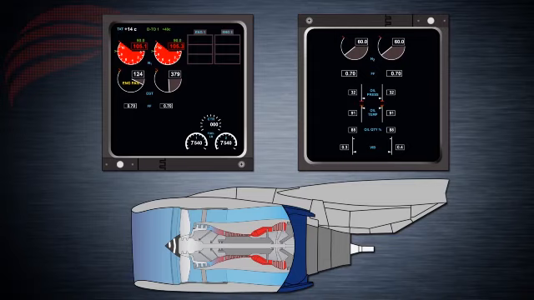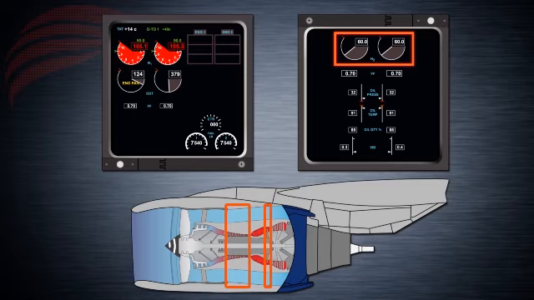Aside from N1 and EGT, the total air temperature is displayed in degrees above the N1 indicators. Similarly to N1, the high-pressure shaft speed, or N2, is an indication of high-pressure rotational RPM speed. It is expressed as a percentage of a maximum RPM.